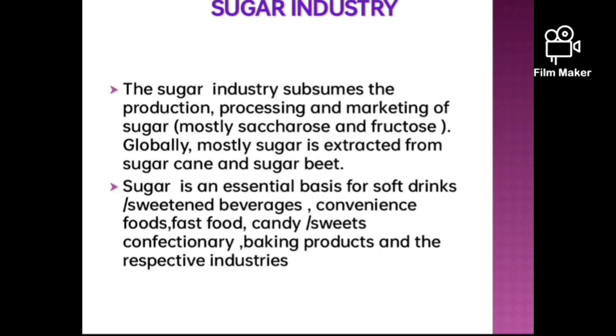Sugar industry. The sugar industry subsumes the production, processing, and marketing of sugar, mostly sucrose and fructose. Globally, mostly sugar is extracted from sugarcane and sugar beet. Sugar is an essential basis for soft drinks, sweetened beverages, convenience foods, fast food, candy or sweets, confectionery, baking products, and their respective industries.